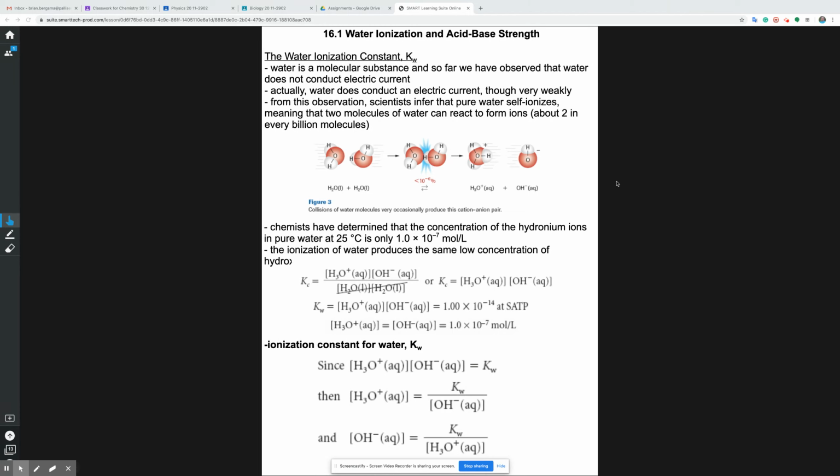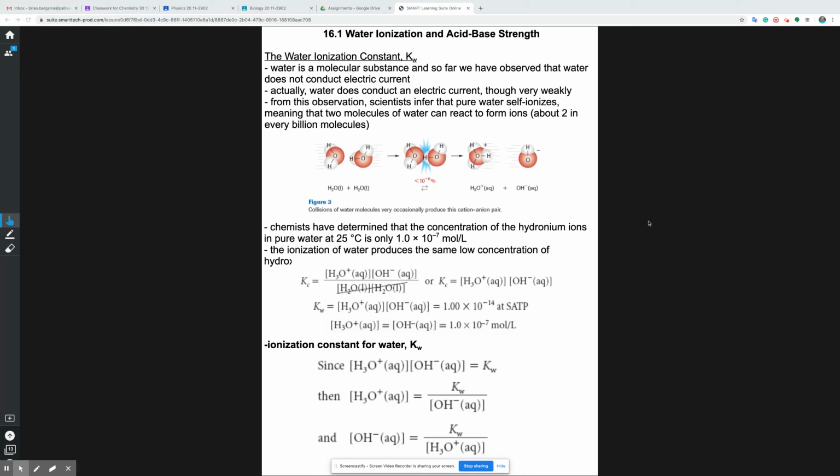Okay, and so you need really good equipment to be able to read this electric current. Okay, and so what happens, in about every billion molecules, two water molecules collide, okay, and then form hydronium and hydroxide. Okay, and so yeah, it's less than 10 to the minus 6%. So it doesn't happen very often.